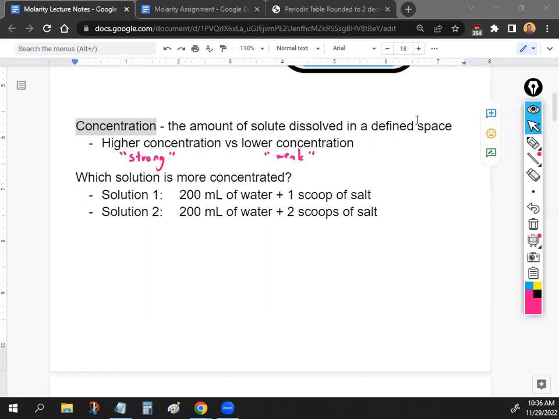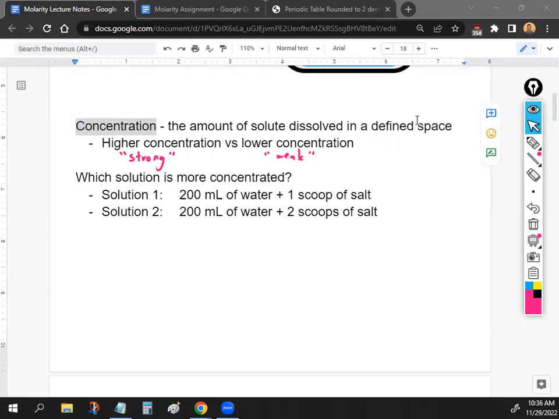All right, so we're going to do a quick comparison. I have some stuff up here just to help us visualize concentration a little bit better. Up here I have three containers, but let's start with this one right here. I'm going to fill it up with 200 milliliters of water. I'm going to do that in these two containers, so they both have the same amount of water.